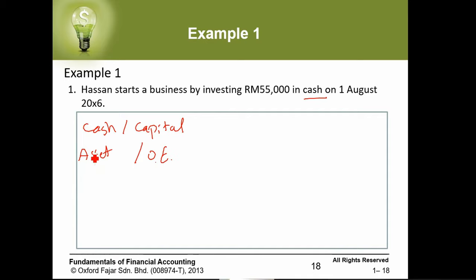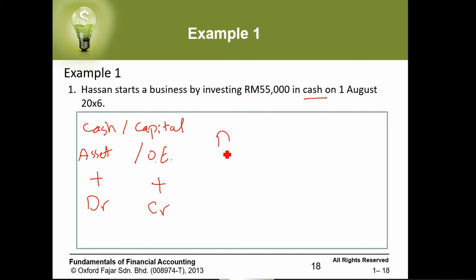So does cash increase or decrease? Cash increases. Does the capital increase or decrease? Capital also increases. So the cash will increase, does it go debit or credit? Debit. Capital will increase, debit or credit? Credit. Credit, yes.